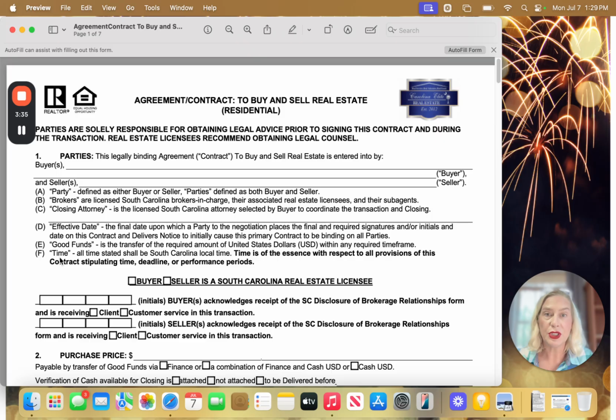Going into E, which is good funds. It is the transfer of funds required for any required time frame. In other words, earnest money. F, time. All time shall be South Carolina local time, so not their time, nobody else's time, South Carolina time. Time is of the essence in respect to the provisions of this contract.